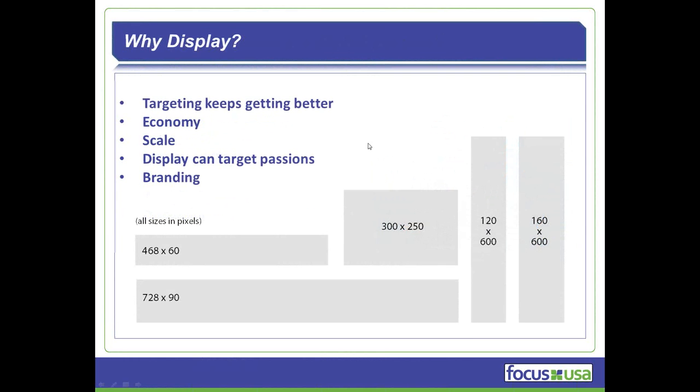First, because targeting keeps getting better. Interest, context, demographics, and geo are all available. Display has become a truly amazing media for reaching customers because there's so much data available. A media buyer can easily zoom in on a particular audience. Let's say soccer moms age 30 plus who are shopping for a Honda Pilot in San Francisco, and be fairly confident that they'll reach that audience.